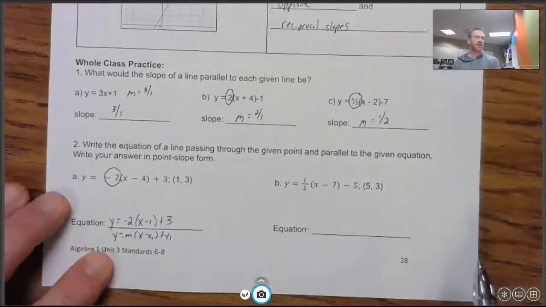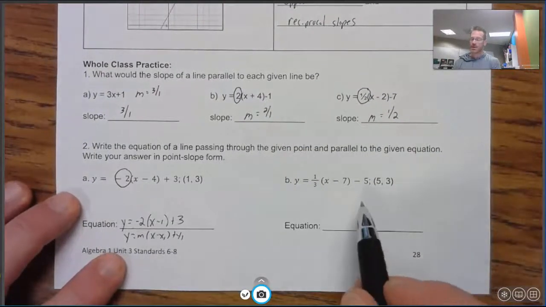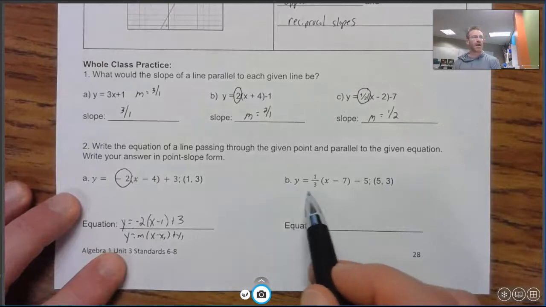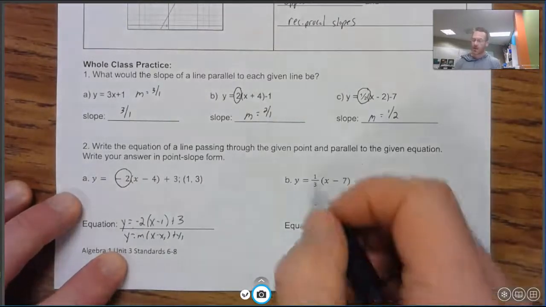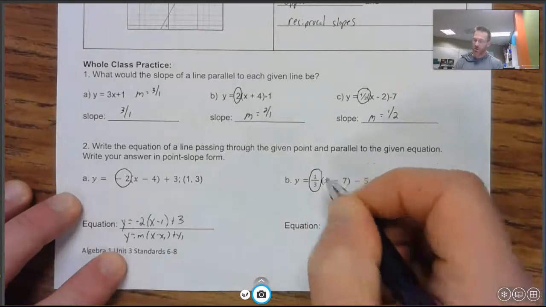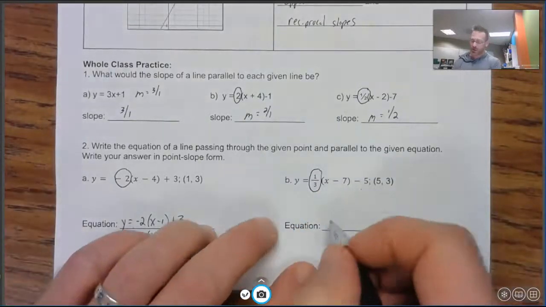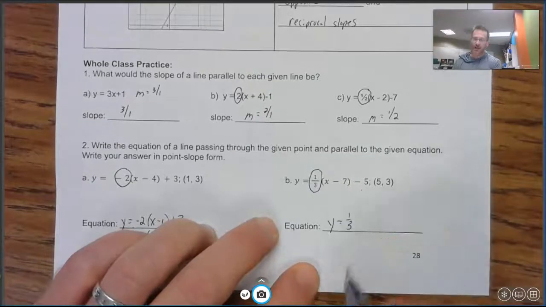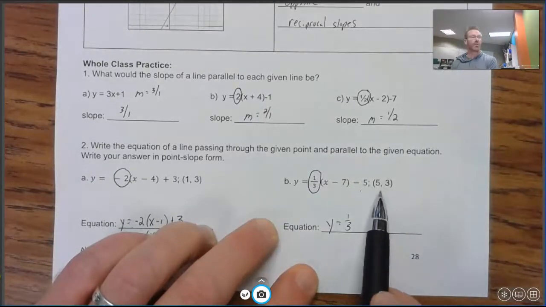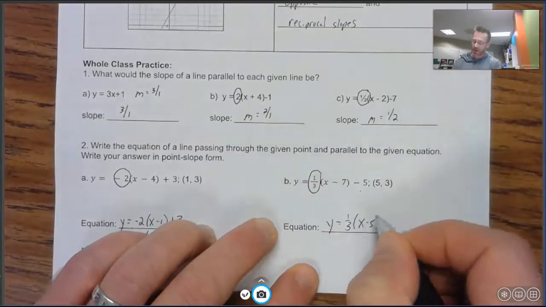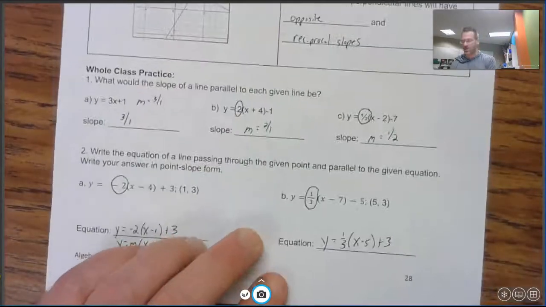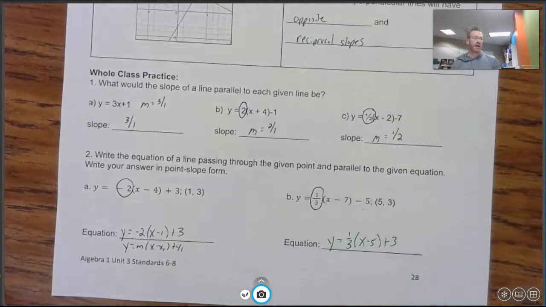All right, so let's look at B here. So once again, here's my given line. I want my new line to be parallel to this line. So I want to take the exact same slope from that line, and the 1 over 3 is that slope. So I'm going to use that in my new line. And then my new line has to go through the point 5, 3. And so I'm going to just toss that in like that. And there's the equation of my parallel line.